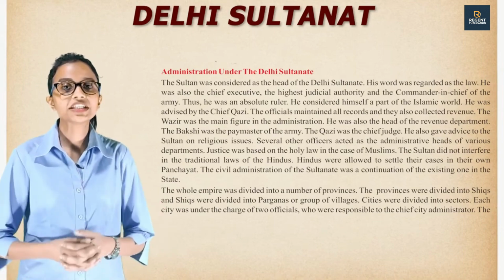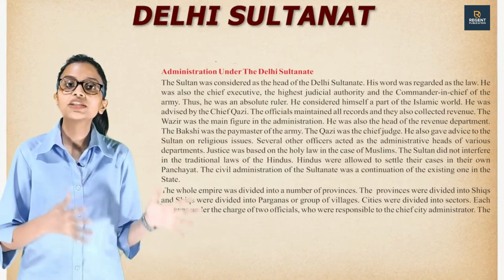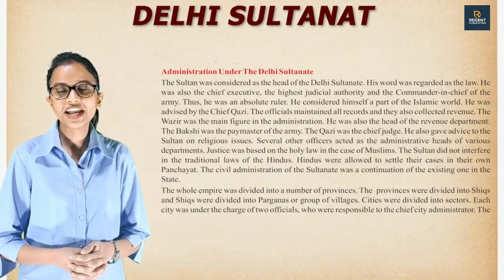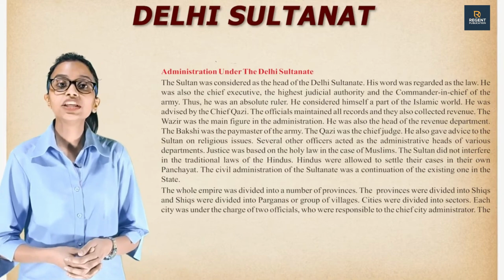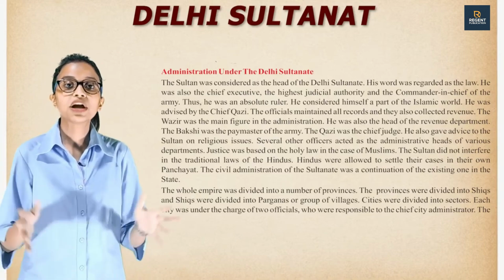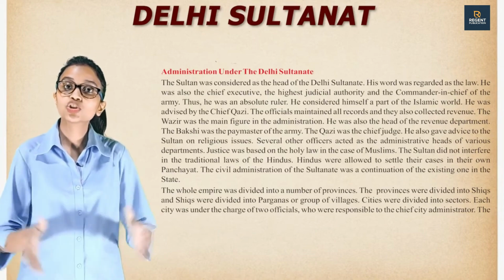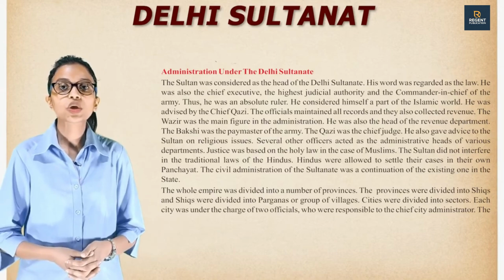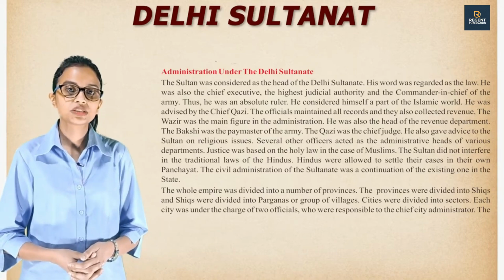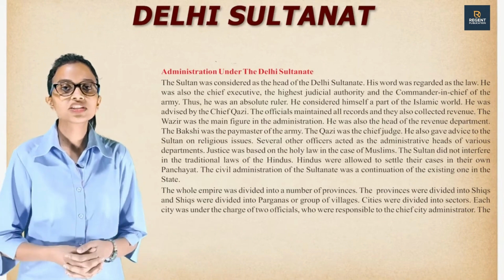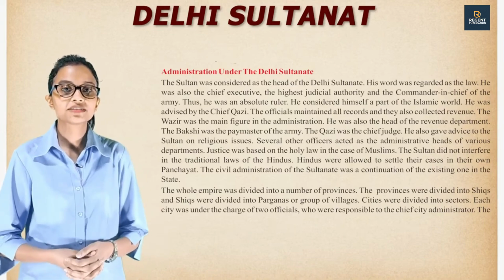The officials maintained all records and they also collected revenue. The Wazir was a main figure in the administration. He was also the head of the revenue department. The Bakshi was the paymaster of the army. The Qazi was the chief judge. He also gave advice to the Sultan on religious issues. Several other officers acted as the administrative heads of various departments.